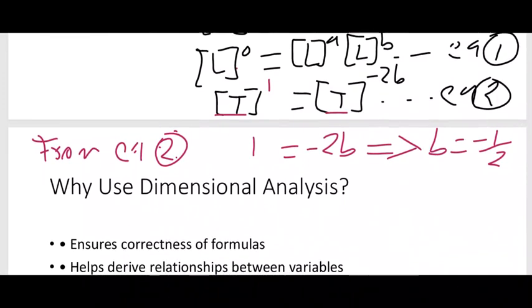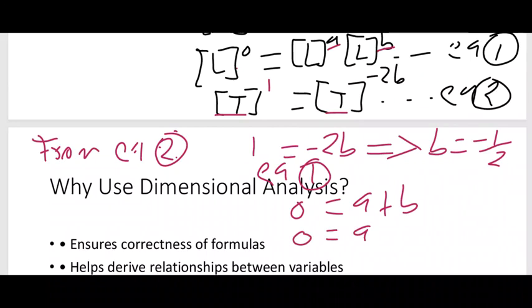Then what about a? We know this is equal to 0. So from equation 1, we have 0 being equal to a plus b, because using the laws of indices, we add the powers.